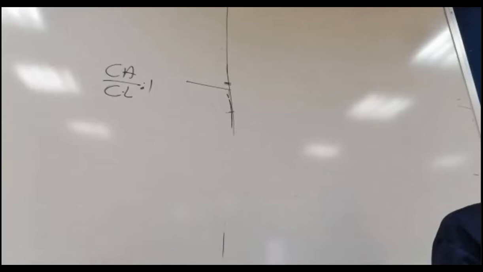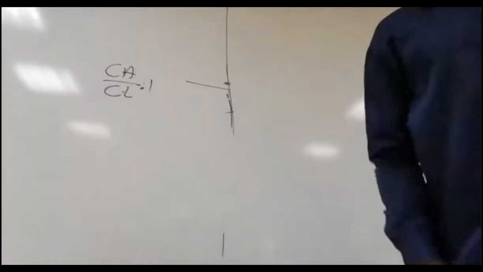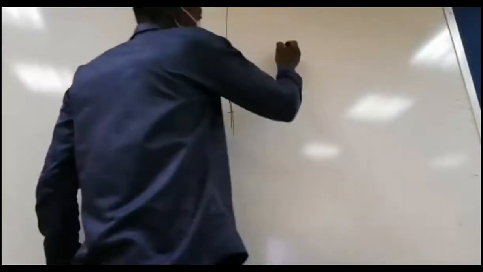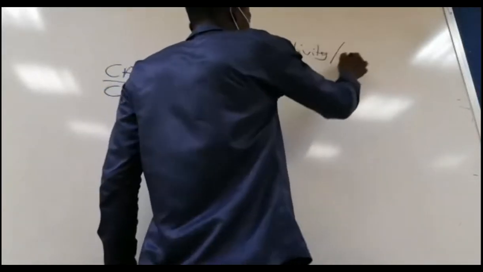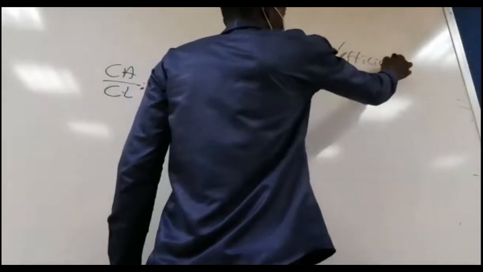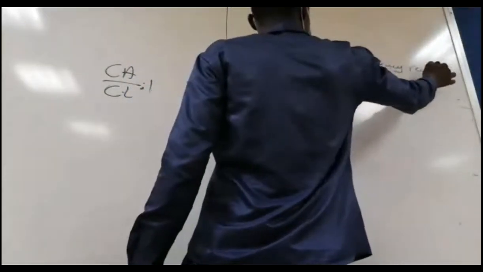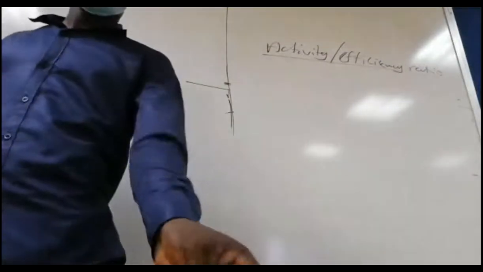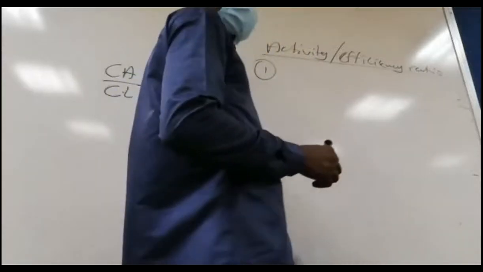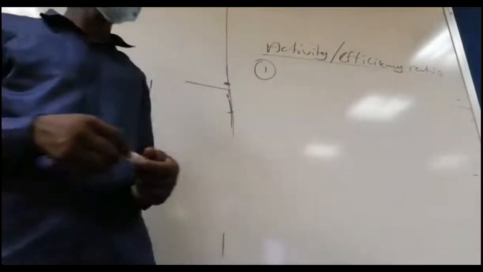Efficiency or activity ratio. Now these ratios measure two items. One, the ability of the entity to utilize its resources very well. How efficient are you in using the assets that you have?